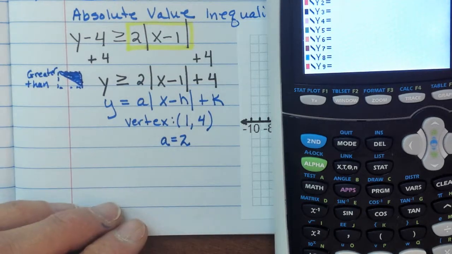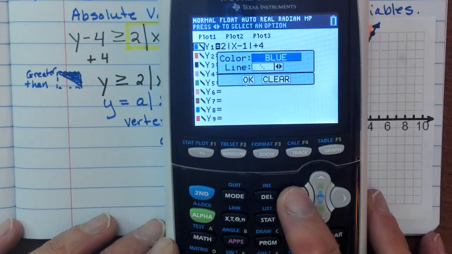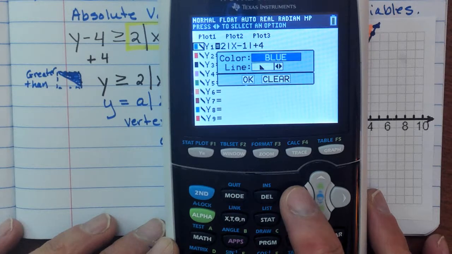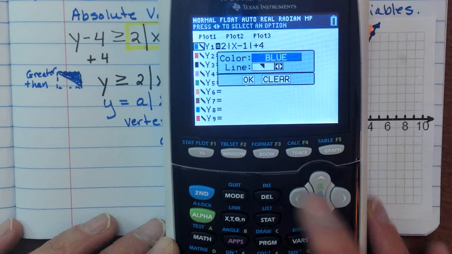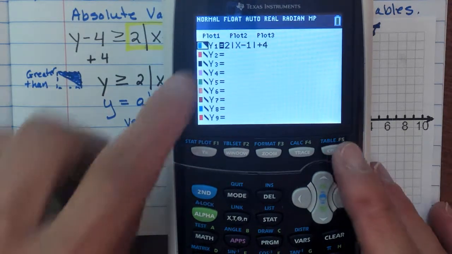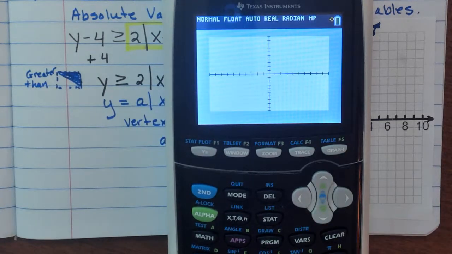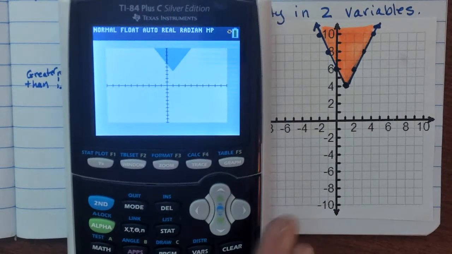So I'm going to push enter. I'm going to go down where it says line, and I'm going to change that so that I have a triangle on the bottom, which is less than, and a triangle on the top, which is greater than. You can see I have the triangle on the top, which is greater than, and then I'm going to graph it, and it graphed right in the center. So that's how you answer those kinds of questions.